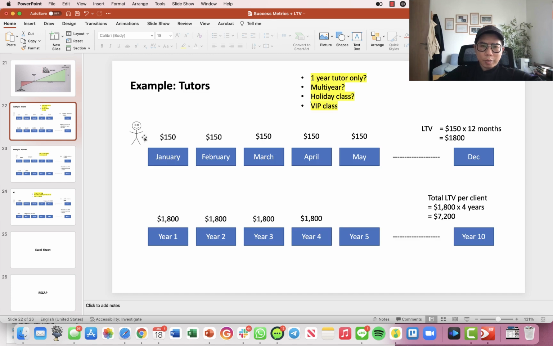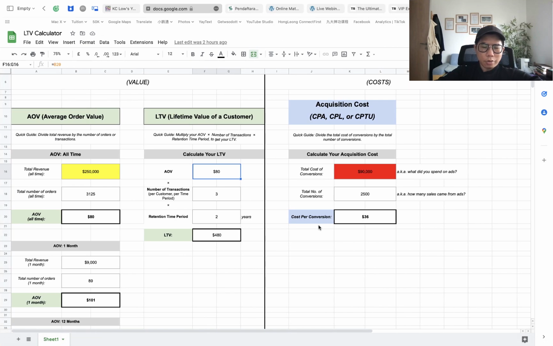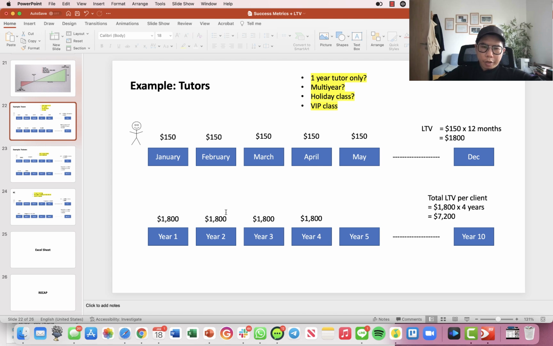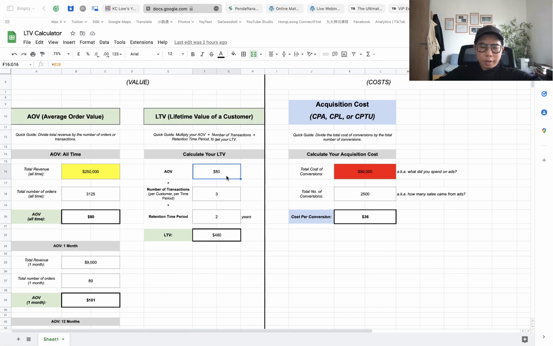Usually one customer, if I'm offering a tutoring service and they stick with me for 4 years, I will know that one customer can give me 7,002. Again, they probably will stop at year 2 because they need to move away or migrate or whatever it is, doesn't matter. So 7,002 per customer.